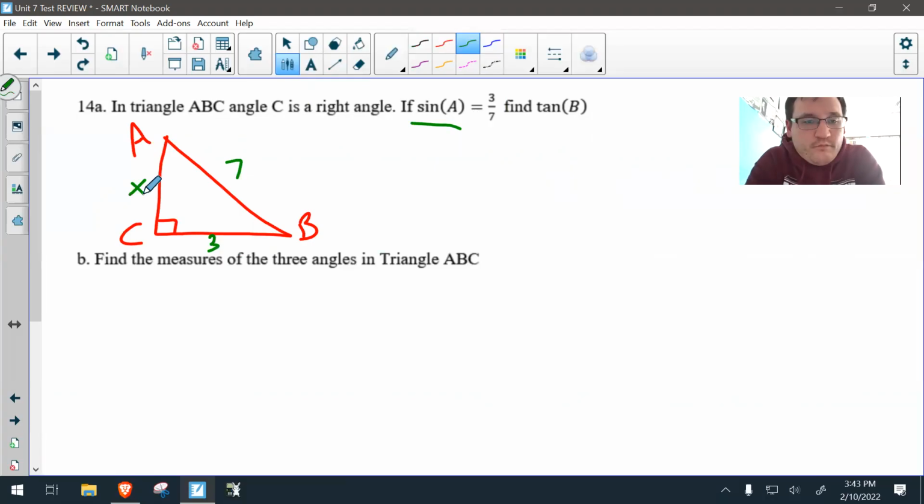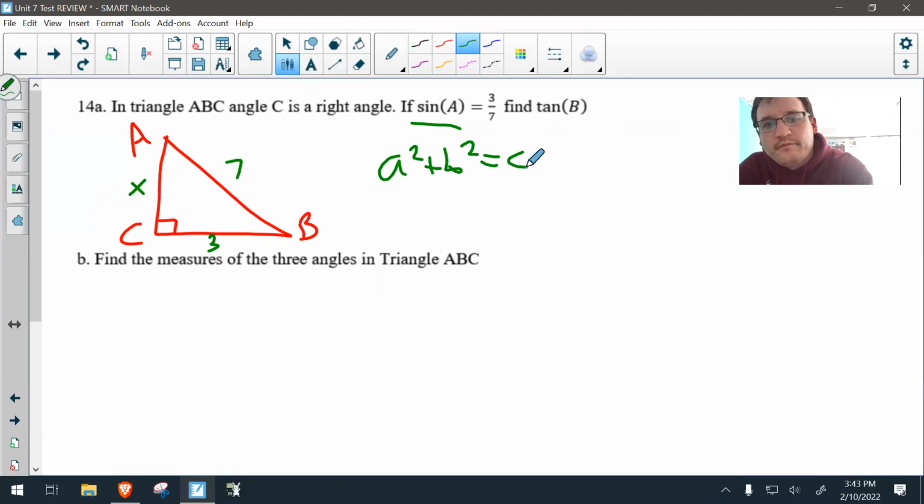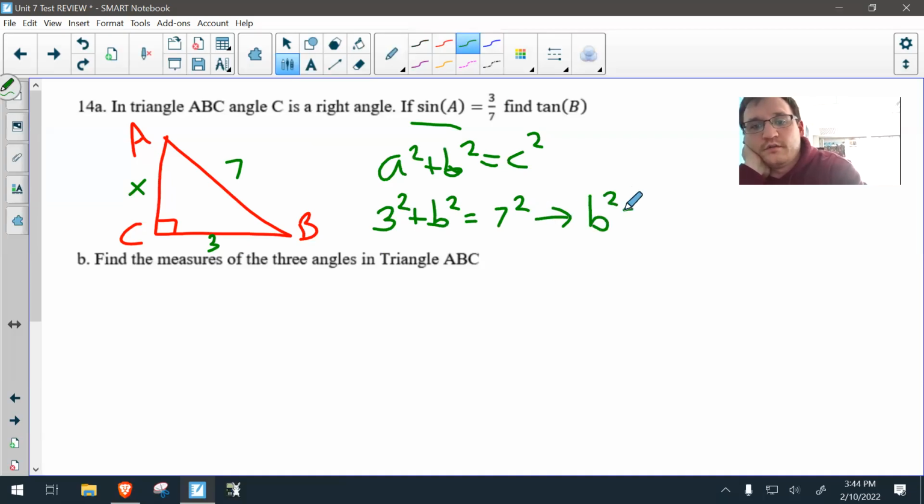Now, before we even learned trig, if we had two sides of a right triangle, we could find the third using the Pythagorean theorem. So we have a squared plus b squared equals c squared. So just plug in what you know. So we have 3 squared plus b squared equals 7 squared. So we know b squared equals 40. 49 minus 9 is 40. And then you square root it. So we have b equals the square root of 40.